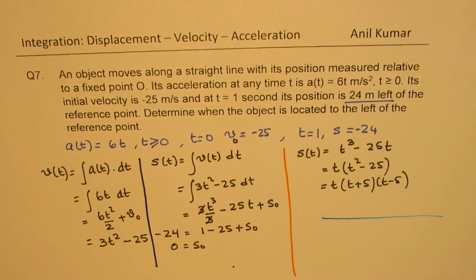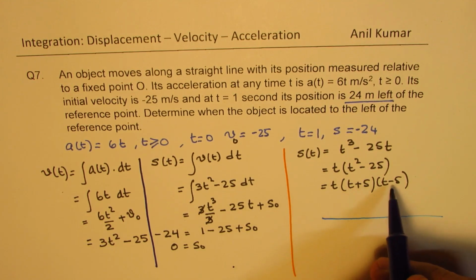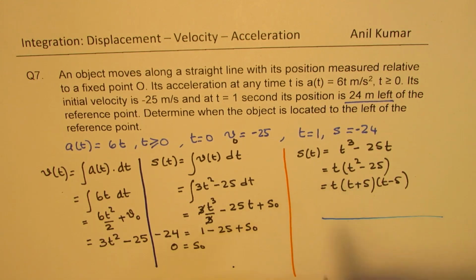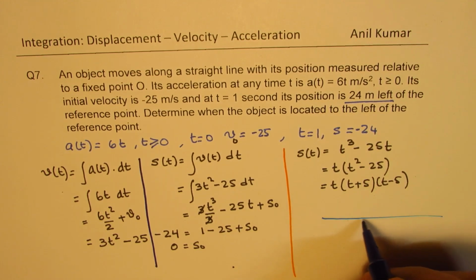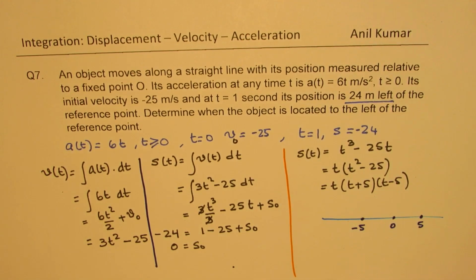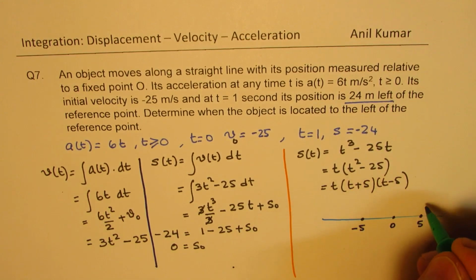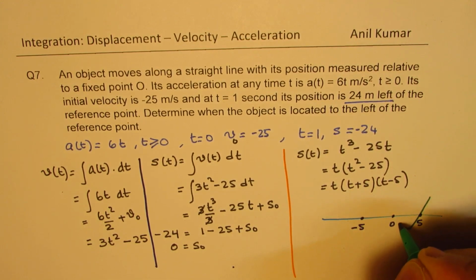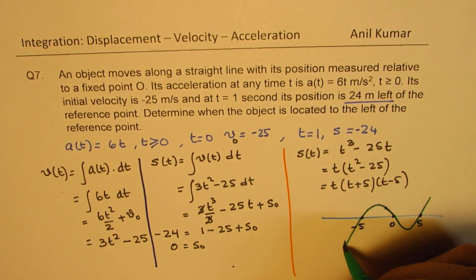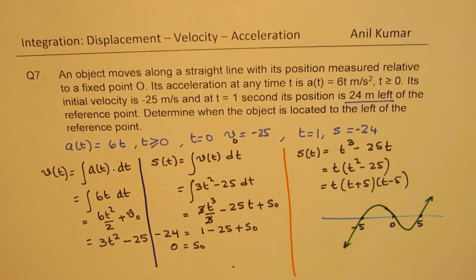Now, an easy method here is to sketch the graph, right? So, the zeros are at ±5 and 0, and since the leading coefficient is positive, the right side is up. So we have a 0 at −5, a 0 at 0, and a 0 at 5, correct? Now, let me just sketch it, and then we'll talk about it. So, right side up. Perfect. So the graph is like this.